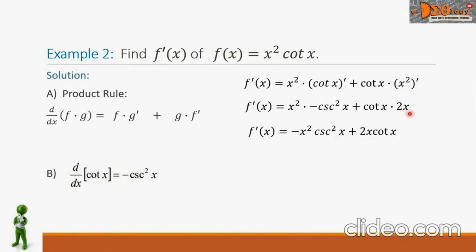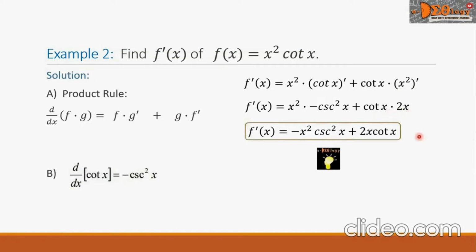Take note that the x here is a polynomial function, while the x in here is the angle of the cotangent. So we cannot put them together. This is our final answer.